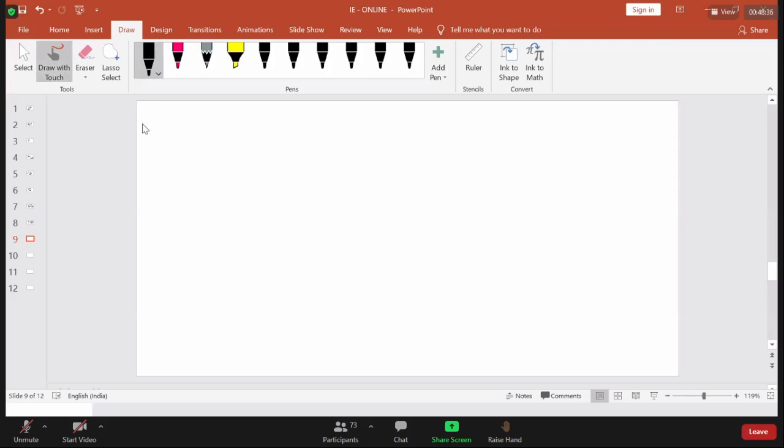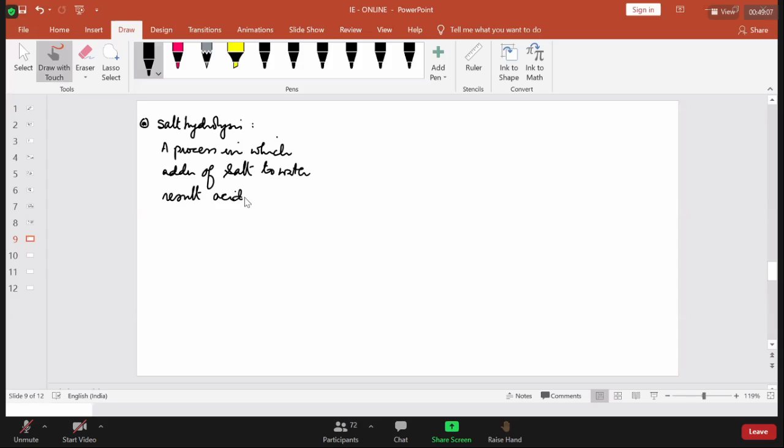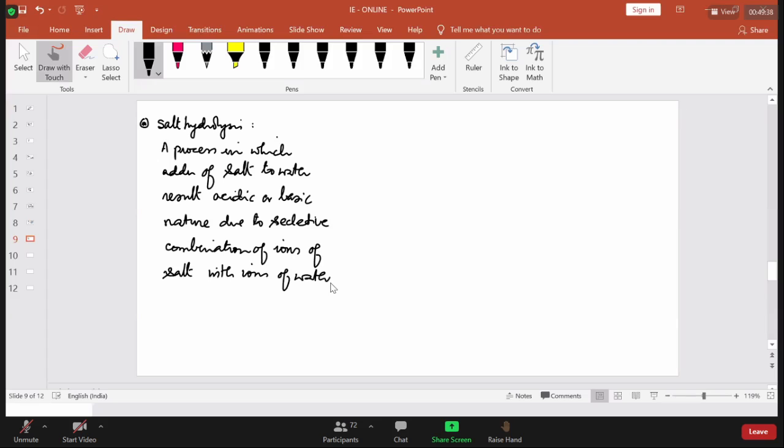Heading: salt hydrolysis. A process in which addition of salt to water results in acidic or basic nature due to selective combination of ions of salt with ions of water. This is known as salt hydrolysis.